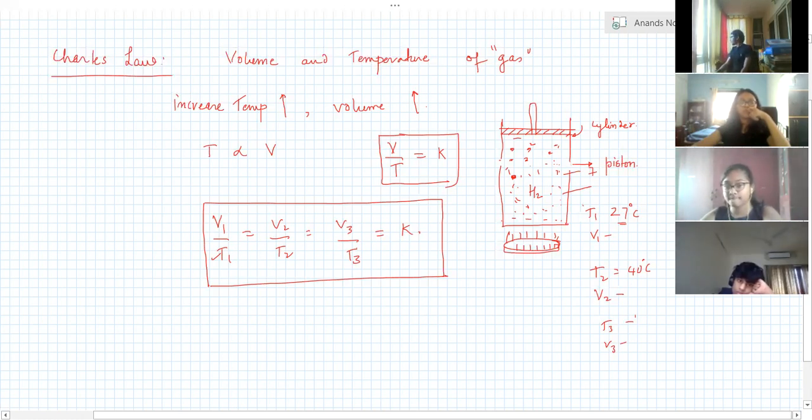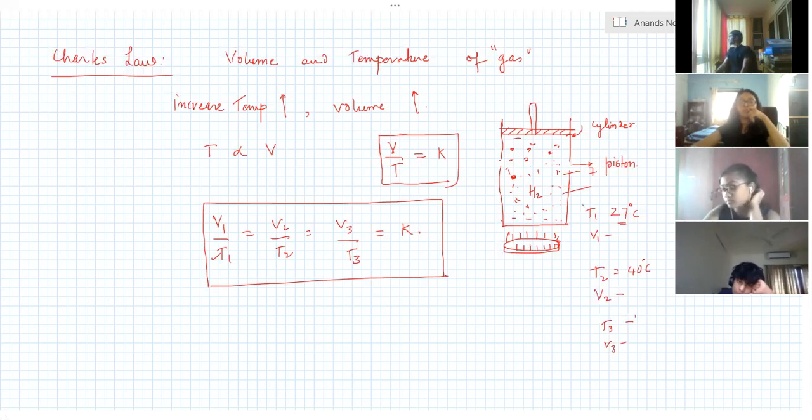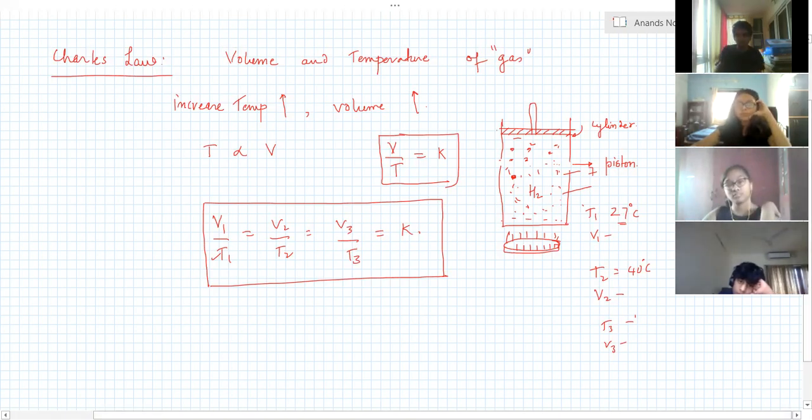Are you following this? Yes, sir. Go ahead, ask the question. Sir, the piston is pushed back due to the increase in kinetic energy, sir. Sorry, come again. The piston is pushed back due to the increase in kinetic energy. Yes, correct.